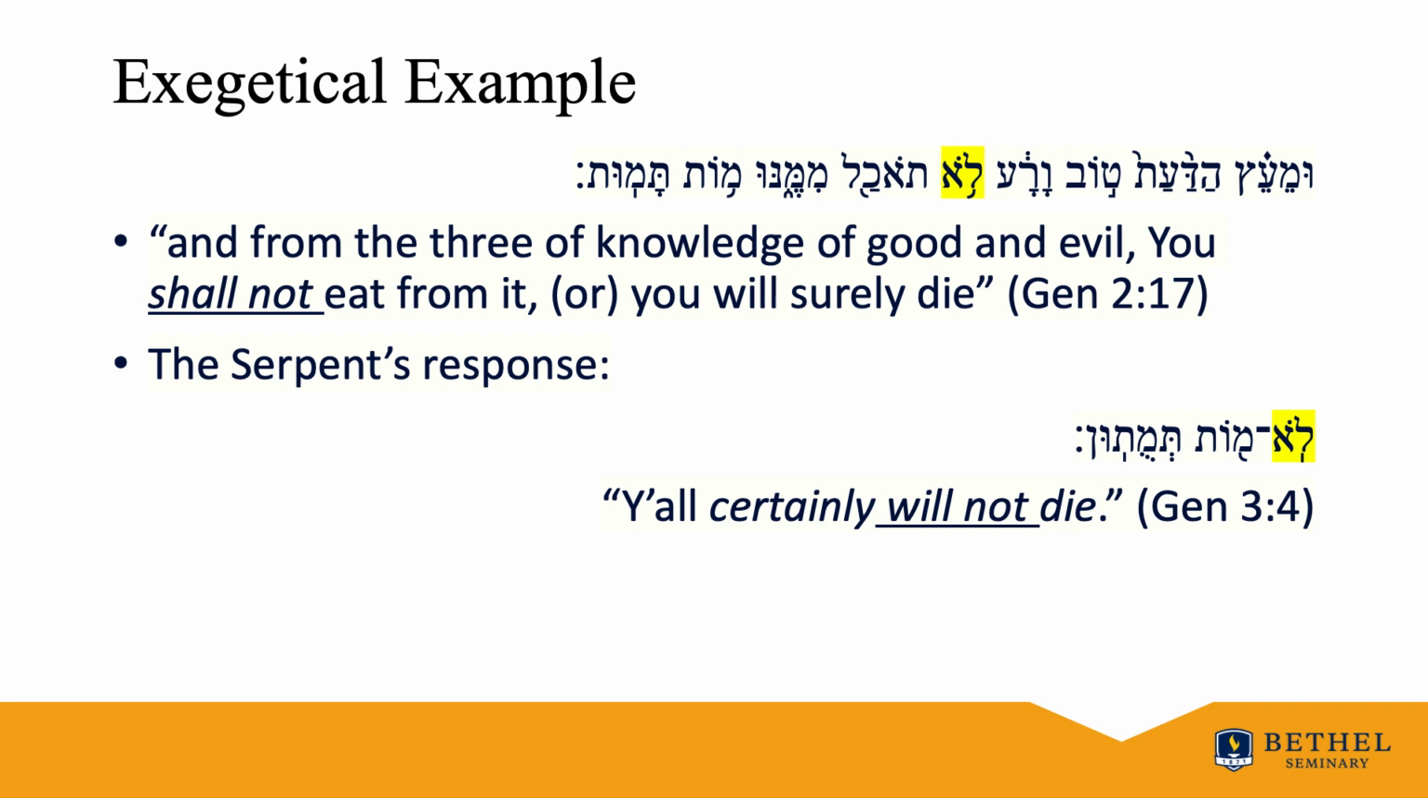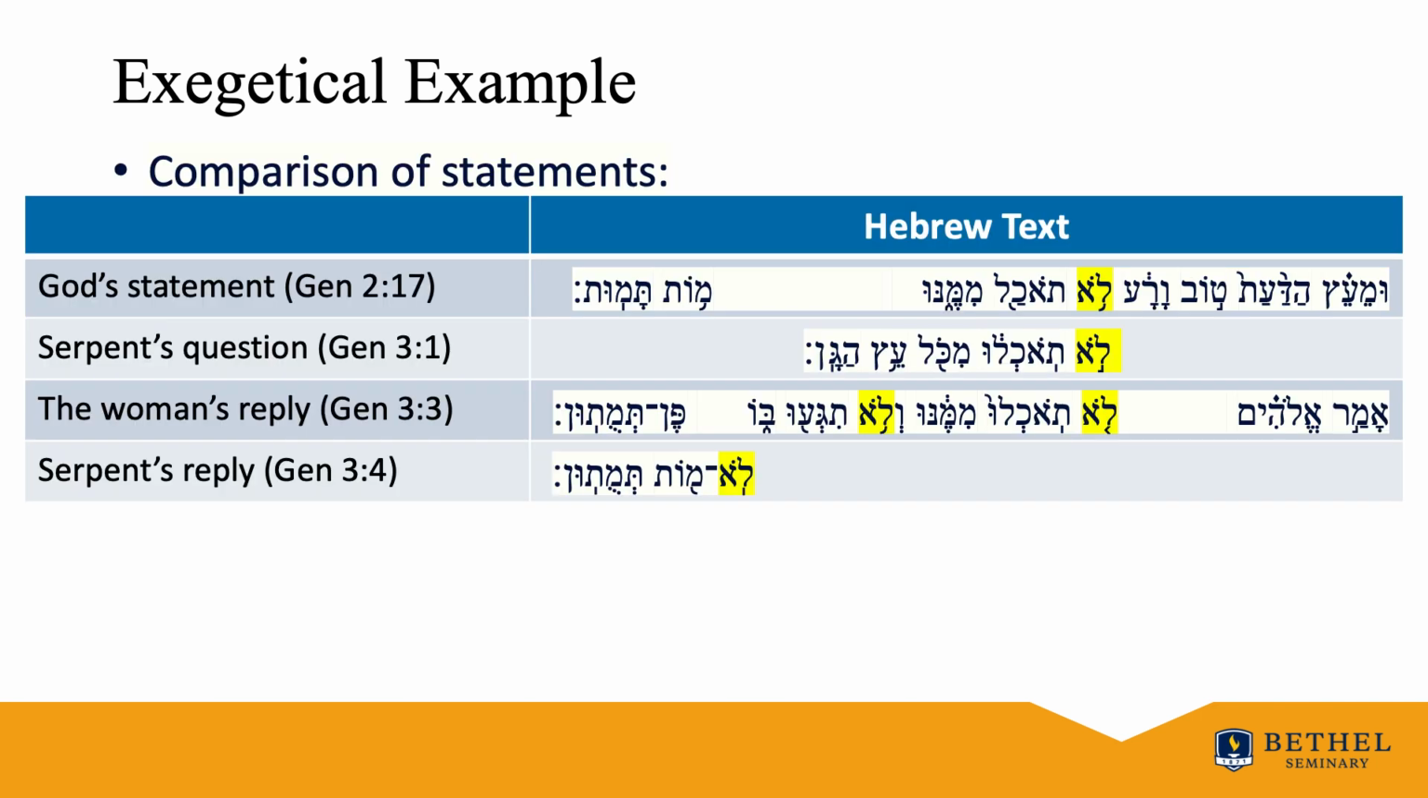And here is when things get really interesting. What the serpent says. The serpent answers as follows. Lo mot temutun. Y'all certainly will not die. Here's a table showing those 4 statements of when God initially gives the prohibition, when the serpent questions it, when the woman gives a reply, and then the serpent's reply.